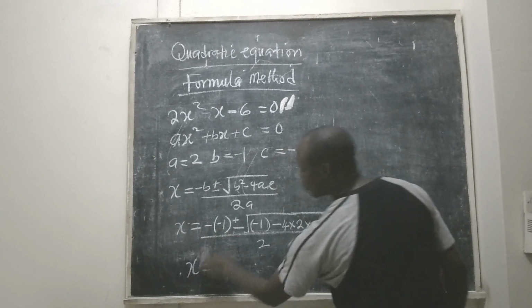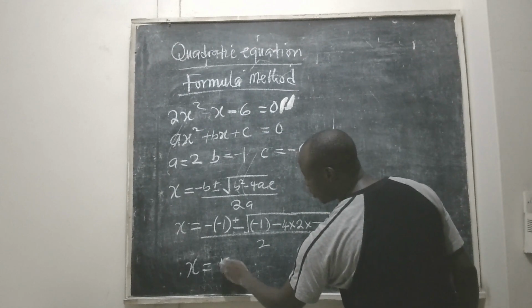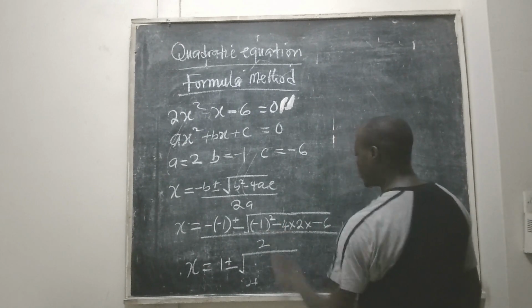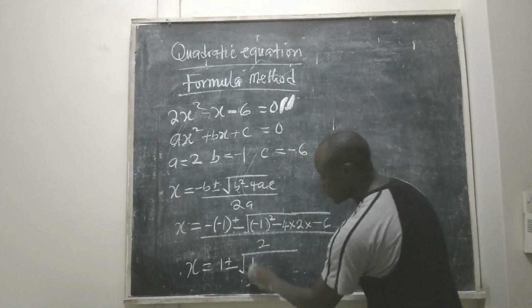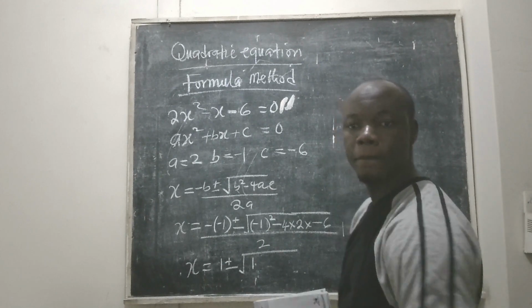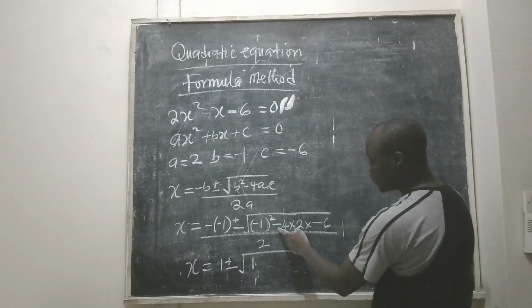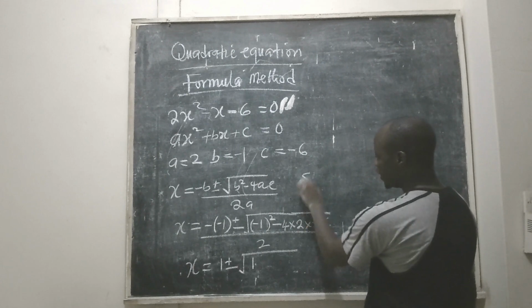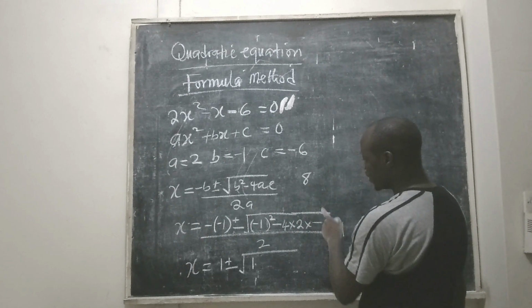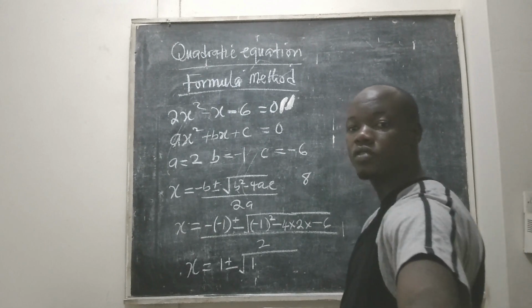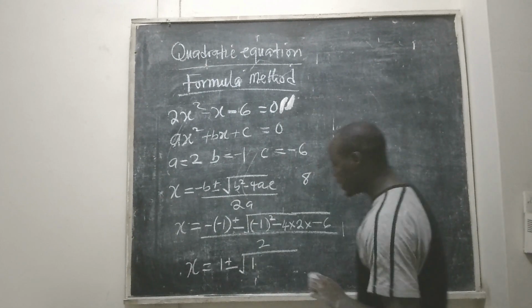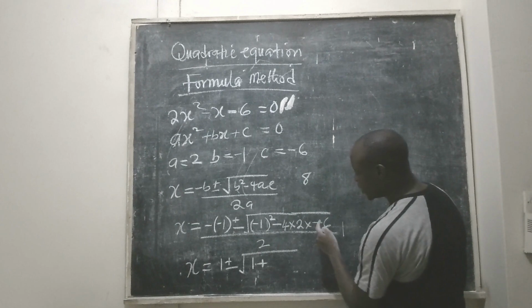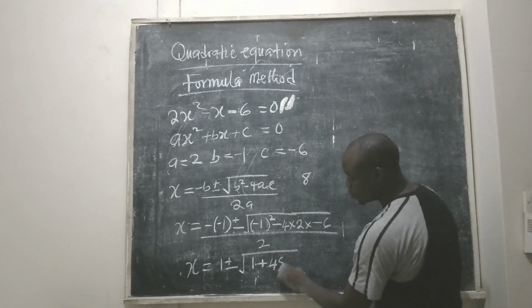So we now have x is equal to minus times minus is plus, so we have plus 1, plus or minus the square root of 1 squared, which is 1. So we have 1 here, then minus 4 times 2, we have 8, and then 8 times 6 is 48. So we have plus, because minus times minus gives plus, we have 48.